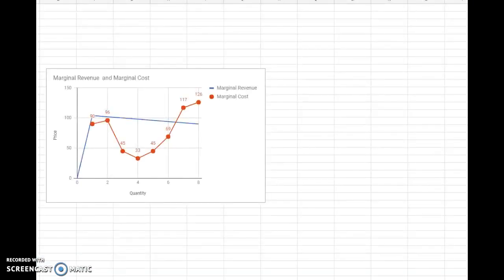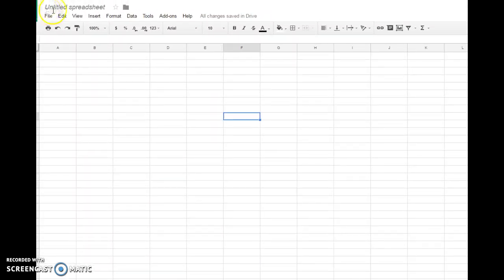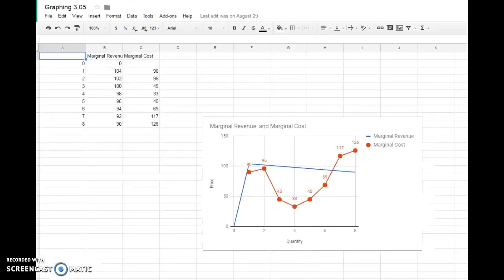I want it to look something like that, but I got to start with a blank Google Sheets form. Let's see. So if you use Google Sheets, or a spreadsheet is fine. I just like to use Google Docs and Google Sheets. I'm going to go up here. I opened up a new Google Sheets. I'm going to label it 3.05. And I need to have my information that I need to graph to make it look like that.